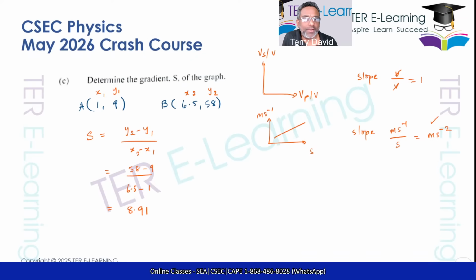This particular graph has no unit because the voltages cancel. If you ever did a graph of sine i against sine r for refraction, that will also have no units. Okay, so that's my slope. Let's see what else we want to work out here.